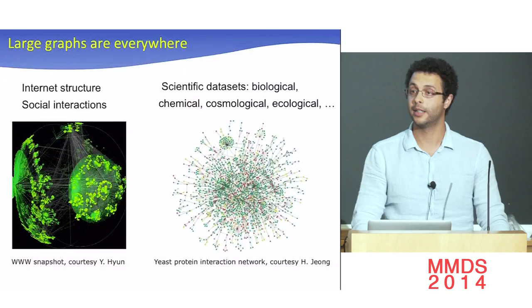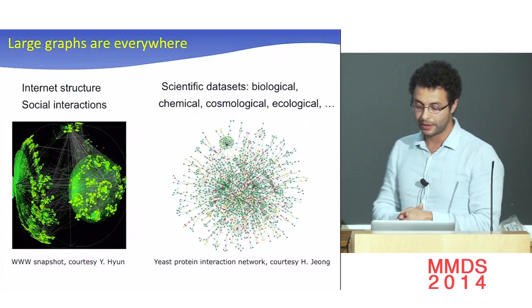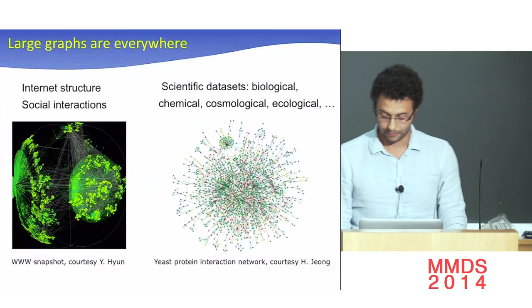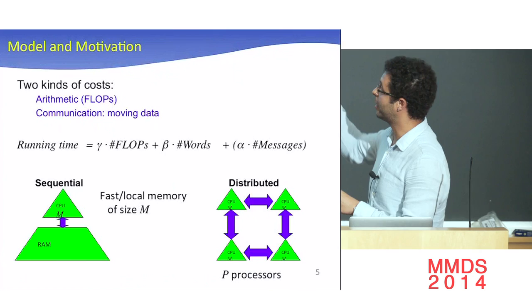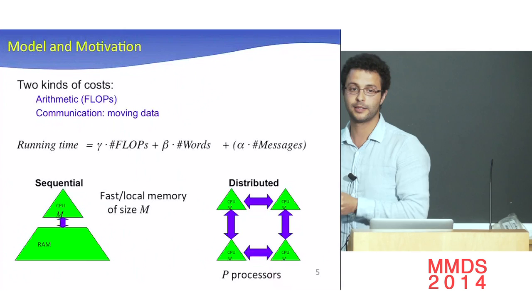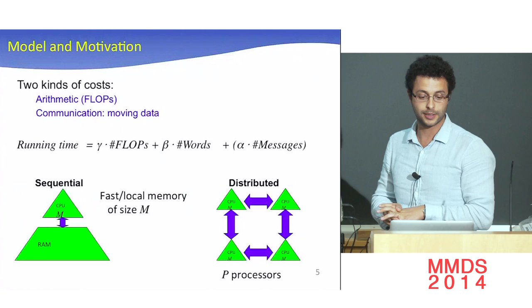So what determines how fast an algorithm runs, beyond O notation, beyond what your textbook says? There are two kinds of costs, and that's really nothing to do with parallel computations. It's the same for sequential computations as well, although more exacerbated in parallel computations. So two costs. One of them is the flops, basically how many arithmetic operations you do. And the second one is communication cost. How much does it cost to move data?